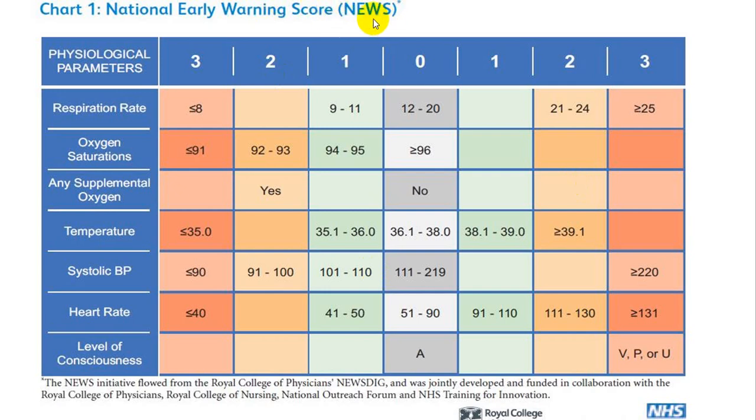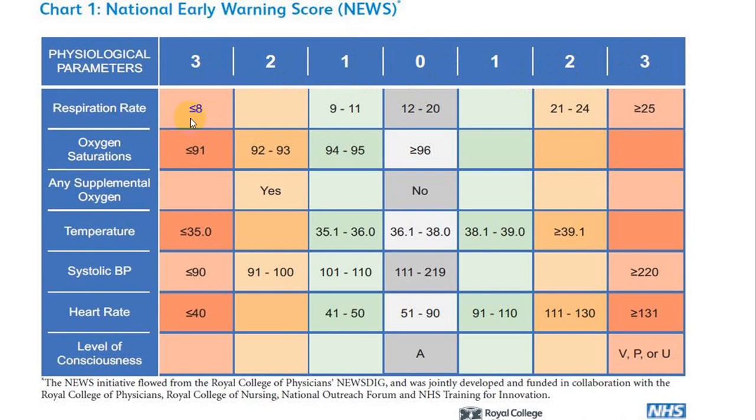This is called NEWS, the National Early Warning Score. This was published by the National Health Service of the UK, and this is a wonderful, very simplified way. You hardly require any laboratory parameter. You have clinical assessment: respiratory rate, oxygen saturation, which can be easily available, whether supplemental oxygen is given or not, temperature, blood pressure, that is systolic blood pressure, heart rate and level of consciousness. Depending upon that, you give a score, from 0 to 3.